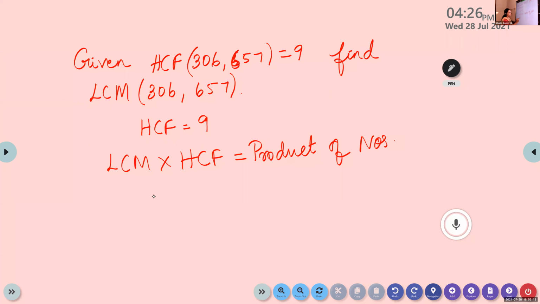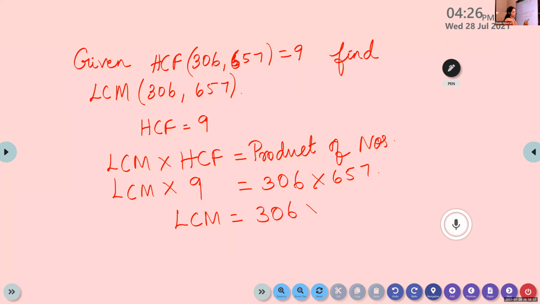LCM we don't know. But HCF is given as 9. And what about the numbers? 306 into 657. Therefore, what will be the LCM? LCM is 306 into 657 by 9. You divide it by 9. You cancel this. This is 3. This is 102, isn't it? Again, 102. If you divide it by 3, you'll get 34 into 657. Multiply this and find the number.